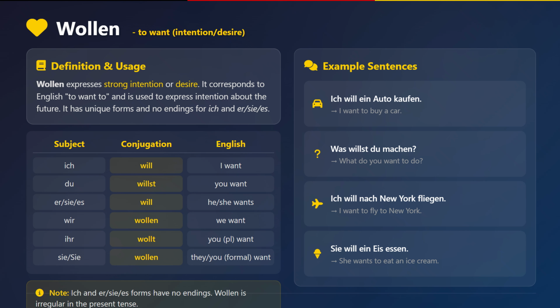Wollen is very direct and strong. Remember, it cannot replace the future tense with will like in English. For future, you need werden.